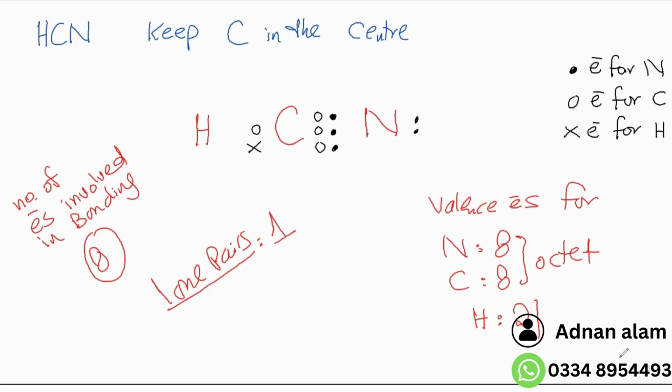Sir, number of electrons involved in bonding, I don't get it. Can you explain? How many electrons are forming bonds? Yes, you can count how many electrons are involved in bonding. So 1 2 3 4 5 6 7 8, there are 8 electrons involved in bonding, right? Did you understand? Yes, sir.